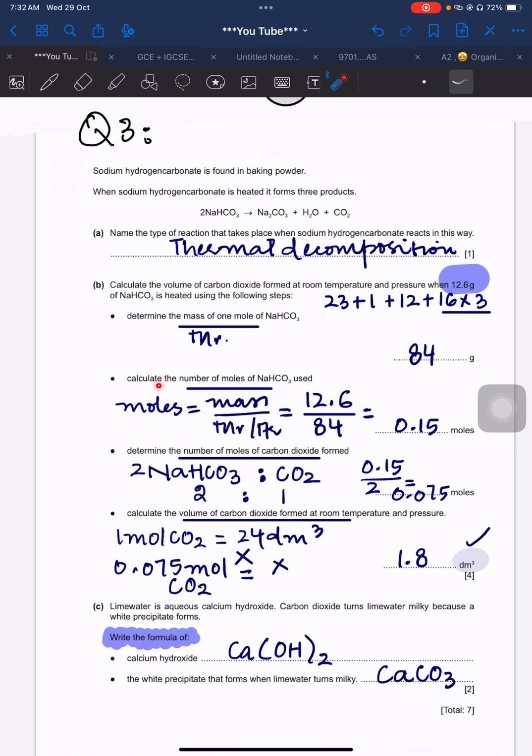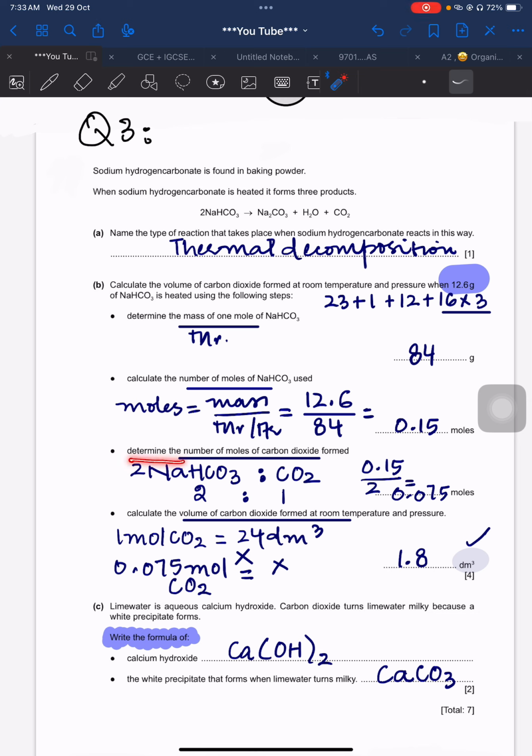Calculate the number of moles of NaHCO3. Moles is equal to mass over Mr or Ar. Here we are going to use Mr because we are looking at a compound, which is a combination of more than one element. A compound, by definition, has more than one element chemically combined with each other. So its mass is 12.6 given over here, and its Mr value is 84 calculated here. The answer is 0.15 moles.